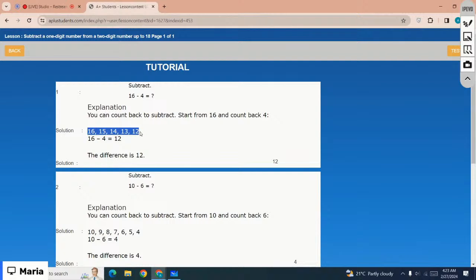You know how to count back, so you have to use back counting here, right? The next example is 10 take away 6. So start with 10 and count back 6, right? So you end up on 4. So 10 take away 6 equals 4. Okay, let's start with the test questions, right?